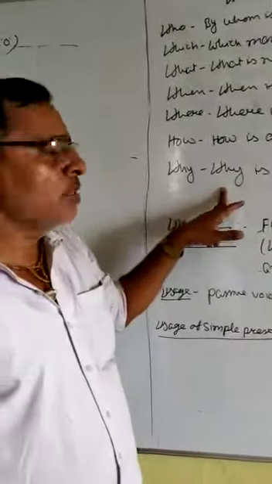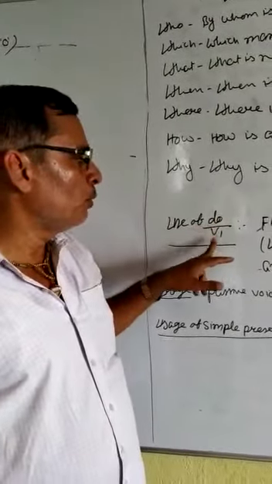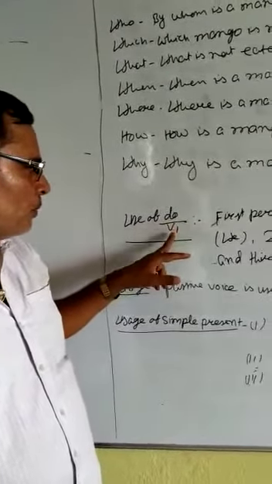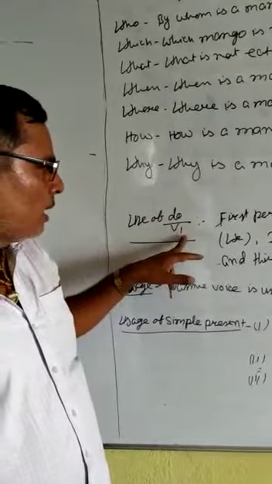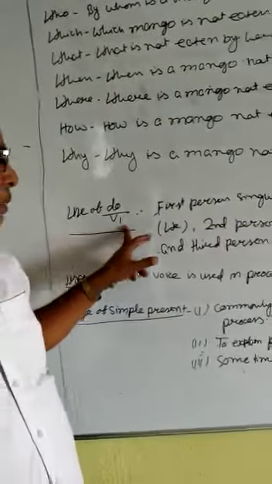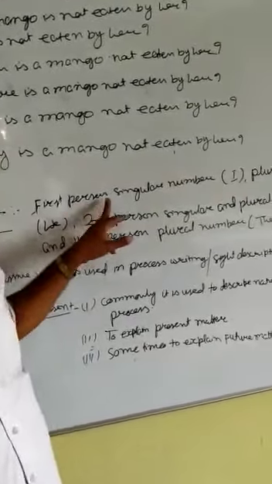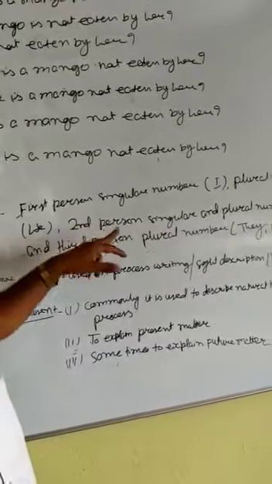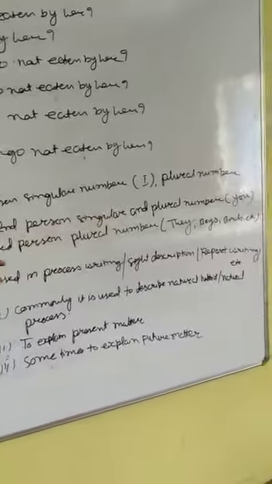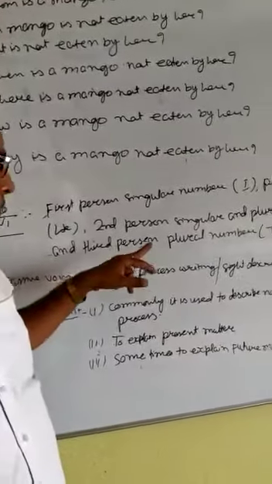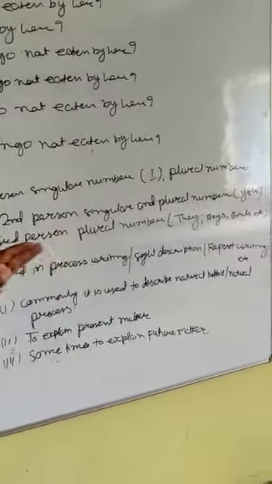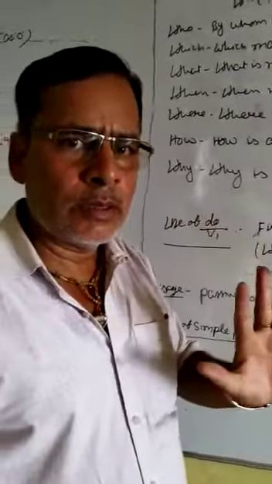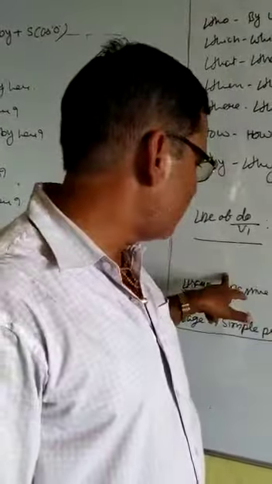Now you must know the use of do and use of be. So the use of do and use of be: this one will be used with first person singular number I, plural number we, second person singular and plural number you, and third person plural number they, boys, girls, etc. अब स्टॉप दीजिए, इसमें एक चीज छूट गया.